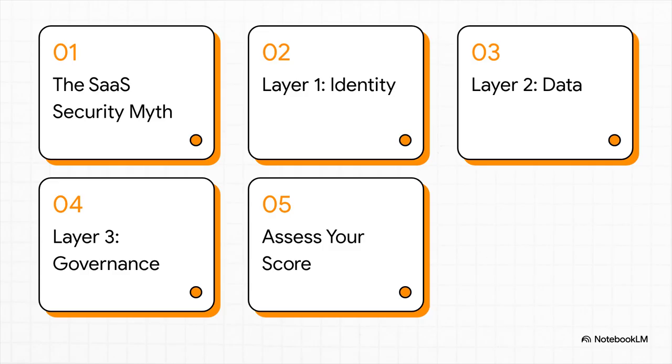So, here is our roadmap for today. 1. The SaaS security myth. 2. Layer 1, identity and access. 3. Layer 2, data and integrations. 4. Layer 3, governance and readiness. And 5. Assessing your score.